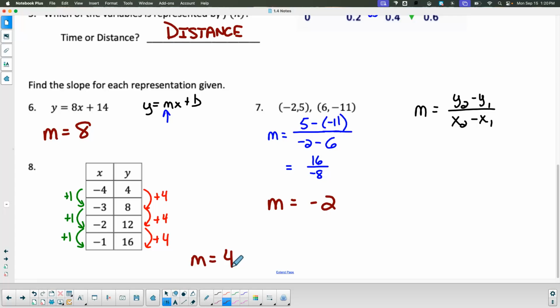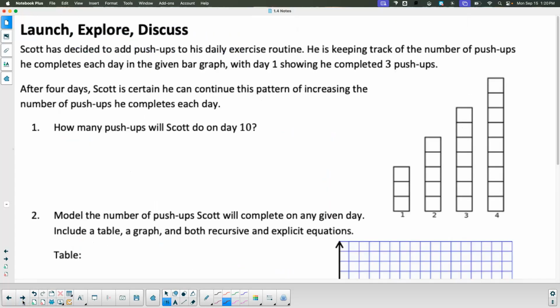All right. Let's get into it today. So now we should be on page 13 in your packet there. Okay. After 4 days, Scott has decided to add push-ups to his daily exercise routine. He is keeping track of the number of push-ups he completes each day in the given bar graph. So he's through 4 days right now, with day 1 showing he completed 3 push-ups. So he did 3 in day 1.